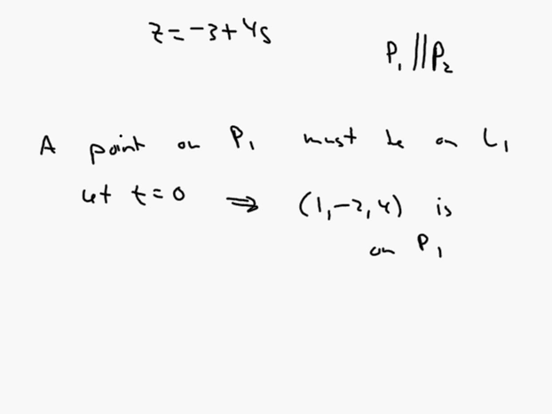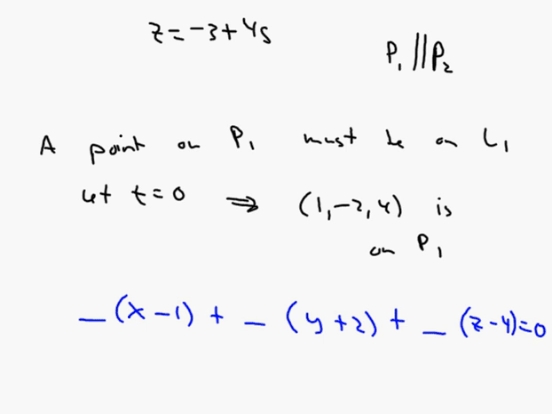Right? So we can start to write our equation. Our equation's going to look like this. Blank times (x minus 1) plus blank times (y plus 2) plus blank times (z minus 4) equals 0. And the blanks would be the components of the normal vector.